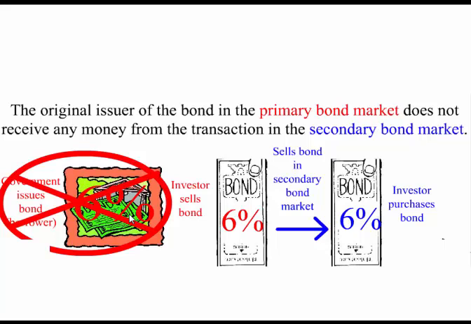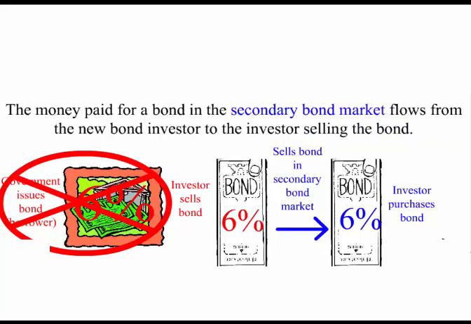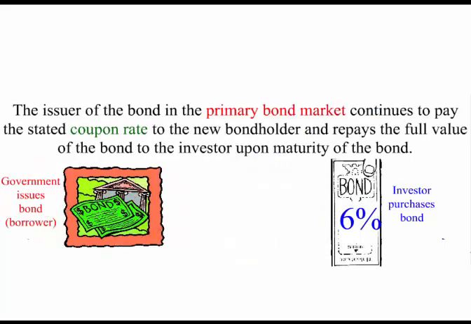The original issuer of the bond in the primary market, which was the Federal Reserve issuing government bonds so the government could pay its bills, doesn't receive any money once that bond is sold and then traded in the secondary market. The money paid for a bond in the secondary market flows from the new bond investor to the investor who was selling the bond. The issuer of the primary bond continues to pay the stated coupon rate to the new bondholder and repays the full value of the bond to the investor upon maturity of the bond.